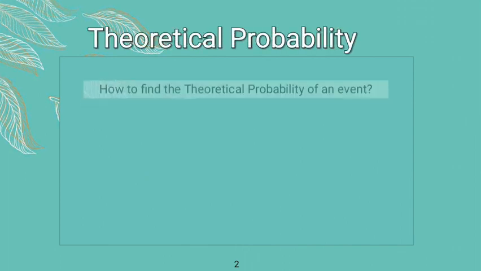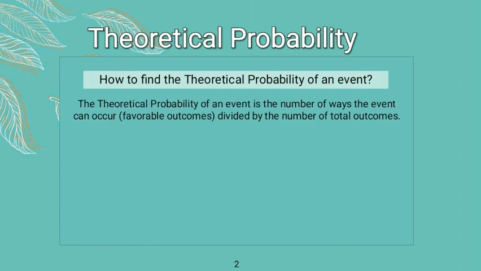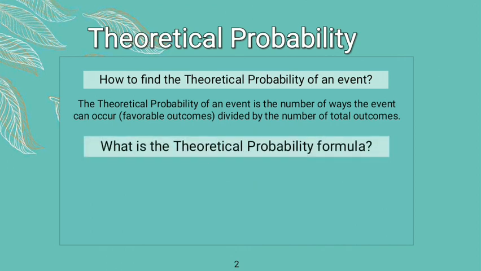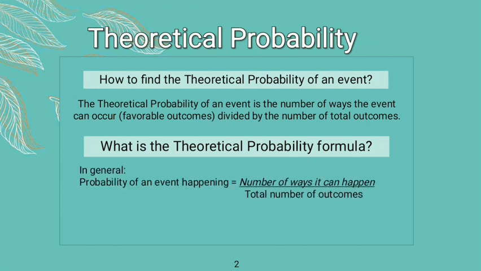Next is theoretical probability. How do we find the theoretical probability of an event? The probability of an event is the number of ways the event can occur, the favorable outcomes, divided by the total number of outcomes. What is the theoretical probability formula? In general, the probability of an event happening equals the number of ways it can happen over the total number of outcomes.